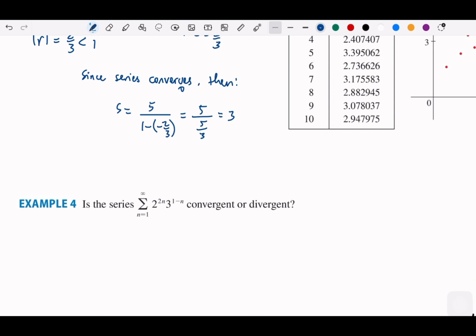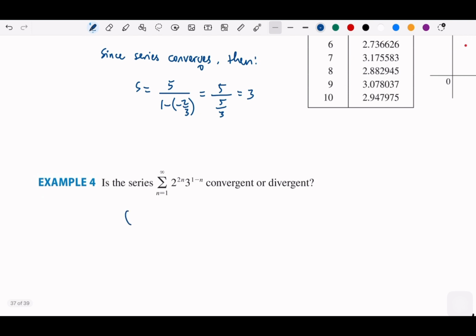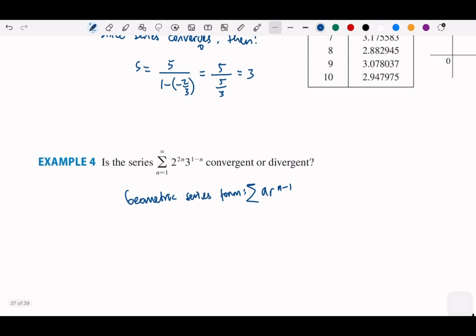We need to make the form of the geometric series, which is ar^(n-1), or the sum of ar^(n-1). So you need to be observant and careful here. And maybe we take only the formula here. Okay, so let me just write.